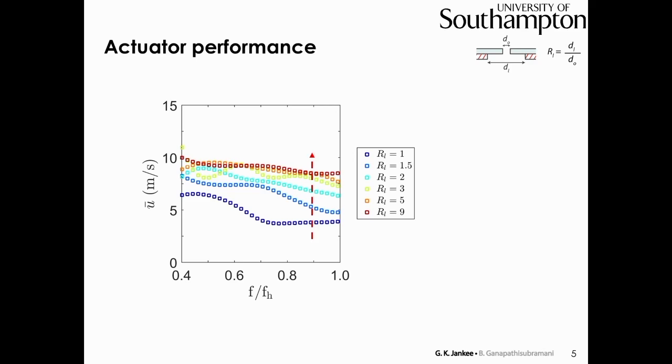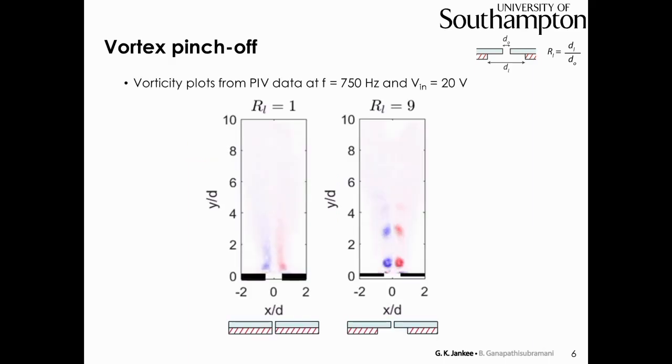To investigate, to understand the behavior, we perform phase-locked PIV. So let's take, for example, the case where the frequency was 750 hertz at an amplitude of 20 volts. We can clearly see there are two different flow phenomena occurring. If we have a lip ratio of 1, instead of vortex pinch-off happening, we end up getting a free shear layer which is developing. This can be due to a blockage of the flow or a stroke length.